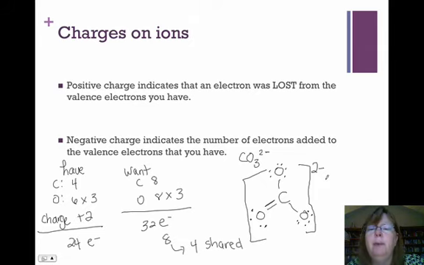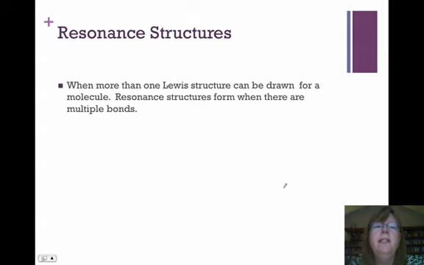Now, some people are probably asking, why did I put my double bond here? Why did I not put it here or here? And the answer is, it really is in all 3 places. That double bond is resonating around. There's no one structure that can represent what this looks like. And so let's look at what we call resonance structures. It is when you can draw more than one Lewis structure for a molecule.